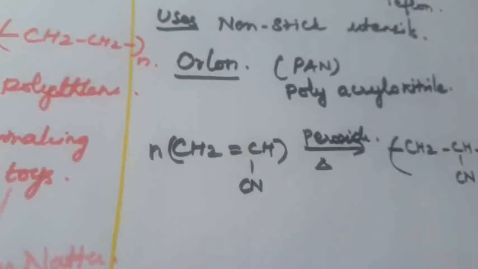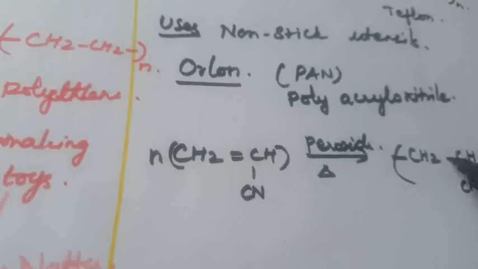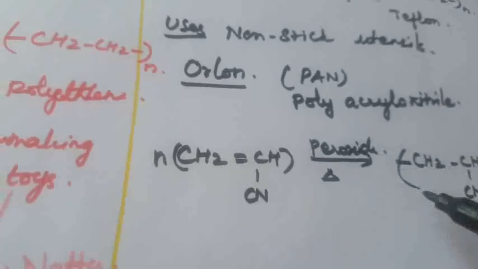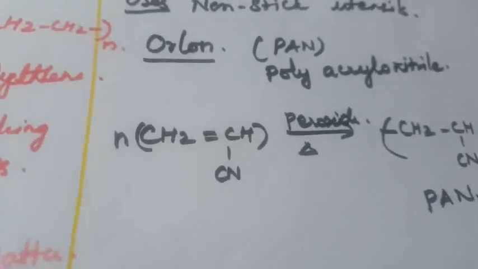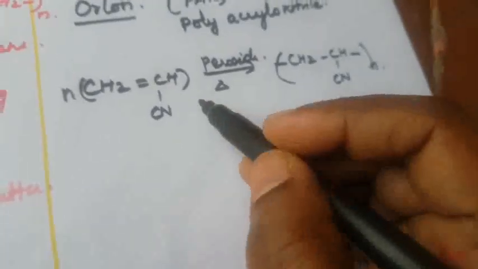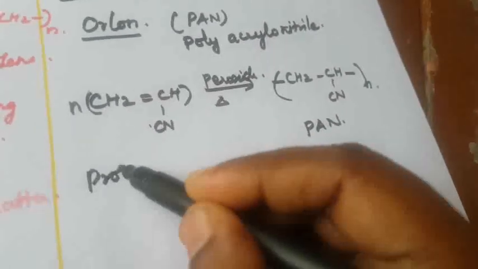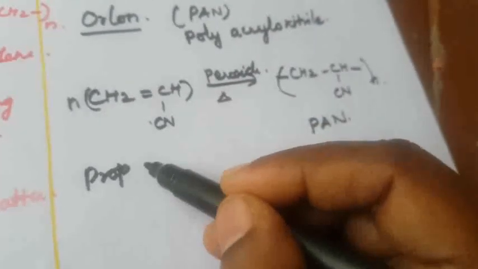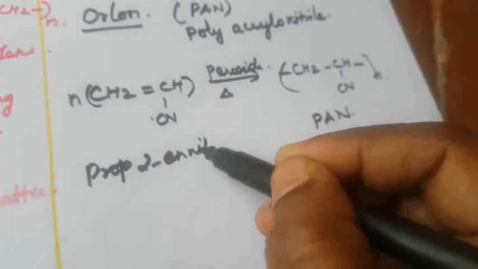The linkage will be formed like this, 1, 2, 3, 4. So this is polyacrylonitrile, that is PAN. So this is another preparation. What is this compound's name? 3 carbons are there. What is the root word? Prop. The second position contains a double bond, that is ene, then nitrile.